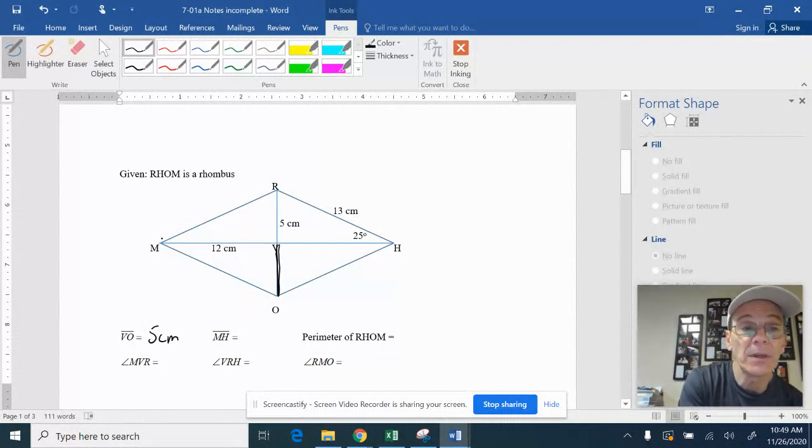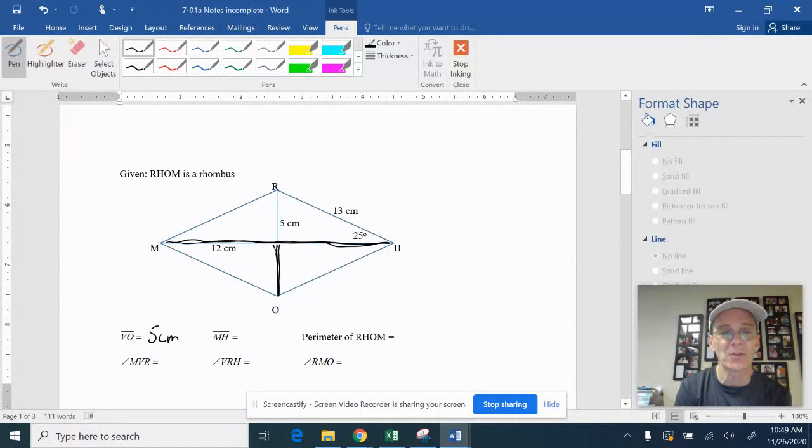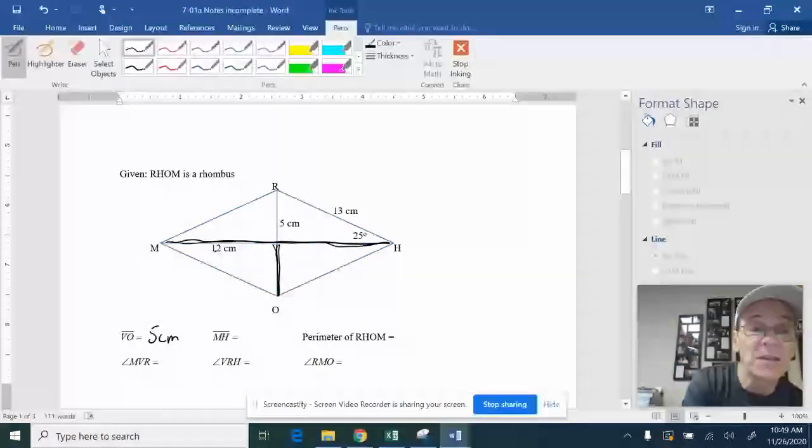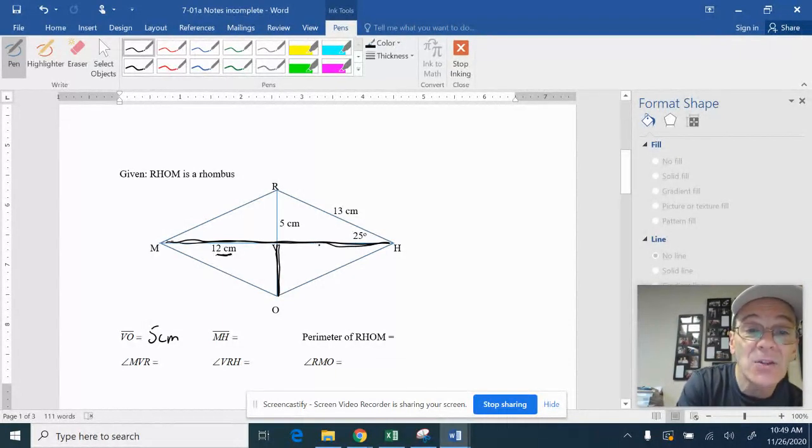MH. Well, that segment actually doesn't appear to be congruent to any other segment in this picture. It appears to be actually longer than any other segment in this picture. But look, MV is given to you to be 12 centimeters. So then VH would also have to be 12 centimeters. And therefore, MH is going to be 24 centimeters.